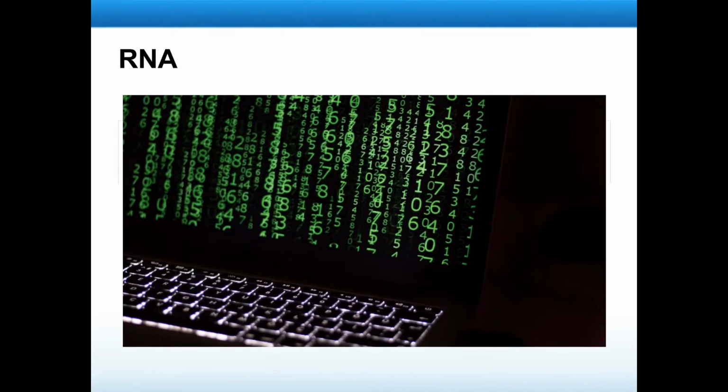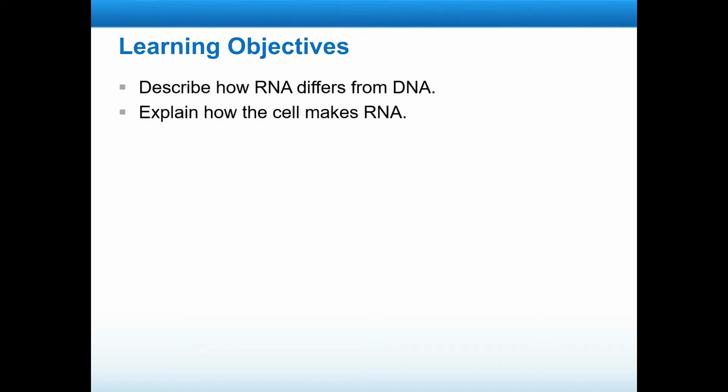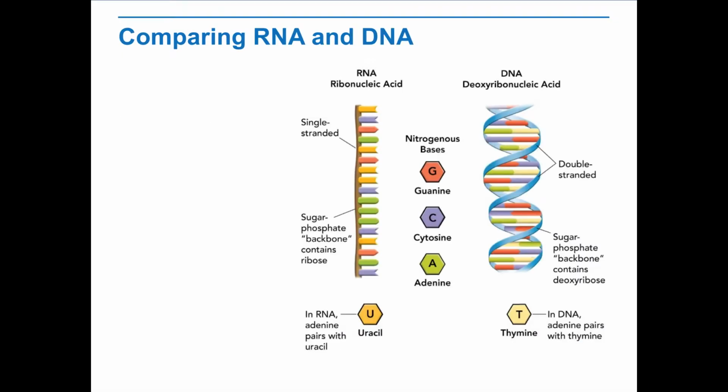So you guys, to first start out, what we're going to do is look at a new molecule called RNA and describe how RNA differs from DNA. You'll be able to do that after this lecture. You'll also be able to explain how the cell makes RNA specifically and what role that plays in how the cell makes protein.